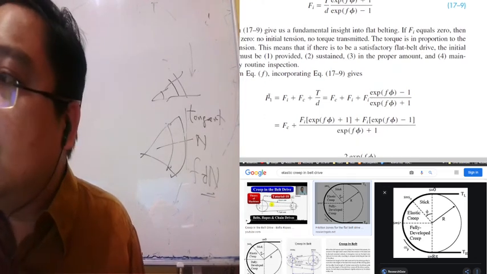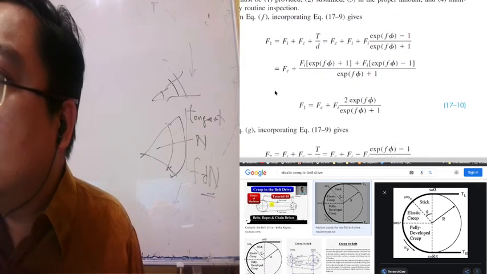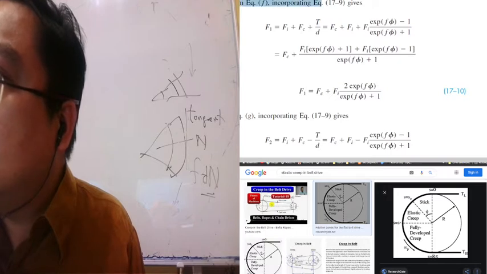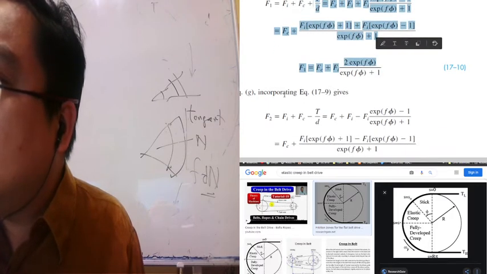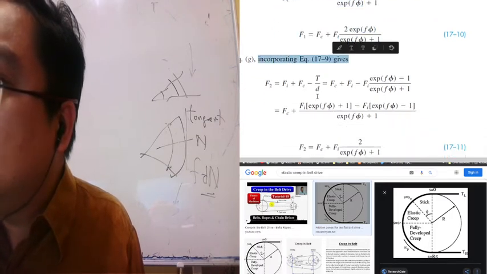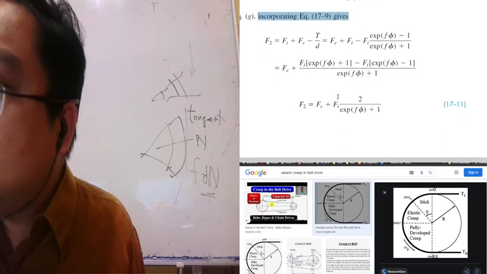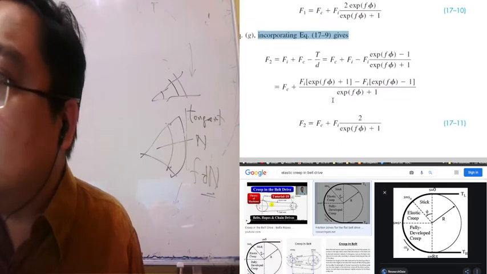Incorporating equation 79 gives F1 equal to this equation, and incorporating equation 79, F2 equals this equation. You can see the difference.